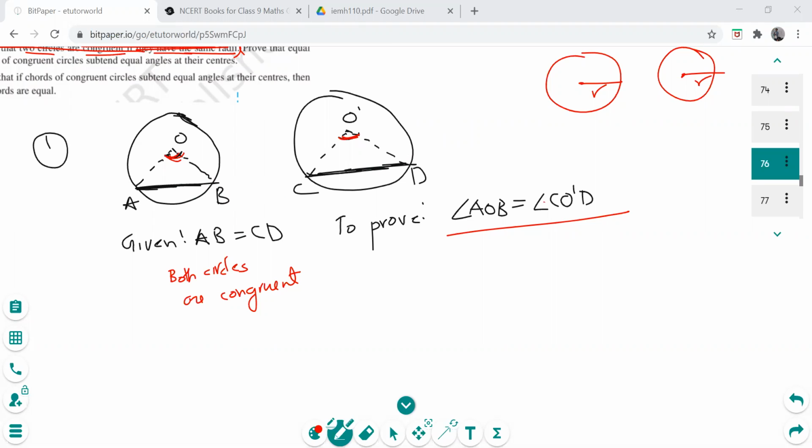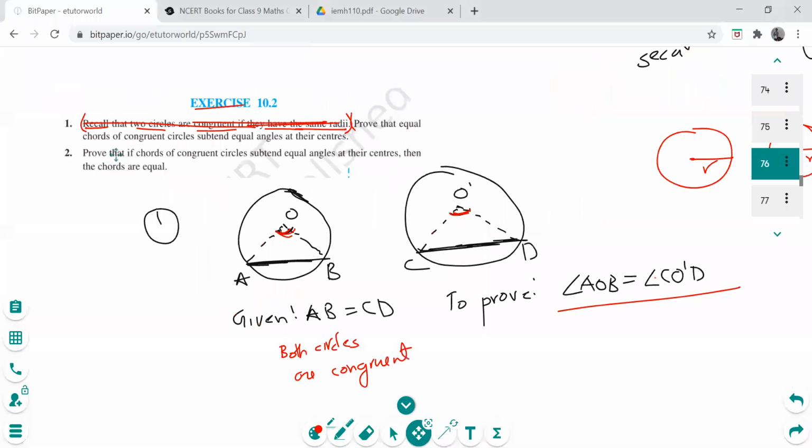So we need to prove that equal chords of congruent circles subtend equal angles at their centers. So equal chords are given. Both circles are congruent. That means the radii must be equal. That actually means this radius must be equal to this, and this guy must be equal to this, because they are all the same. Because this is a radius and this is also a radius. Both are congruent, so the radius must be the same. And we need to prove that this angle is equal to this angle. That's the proof we need.